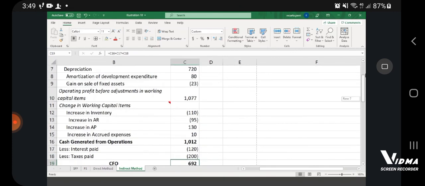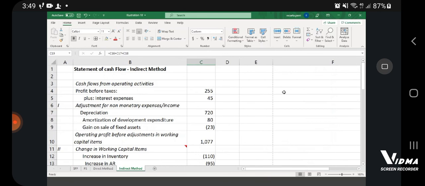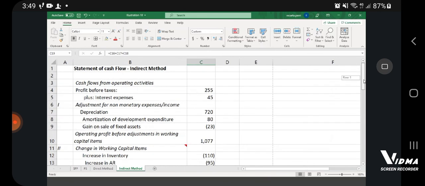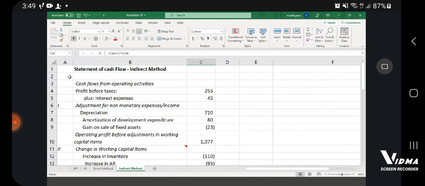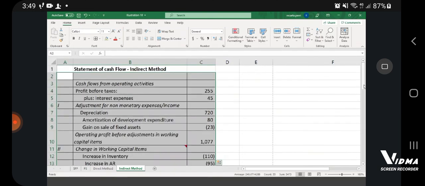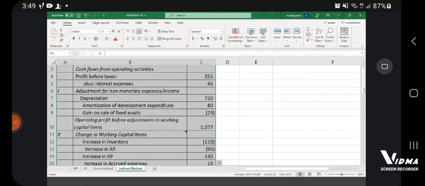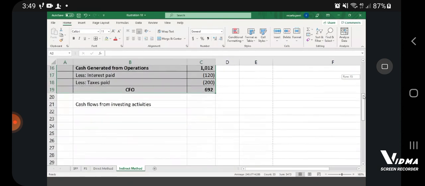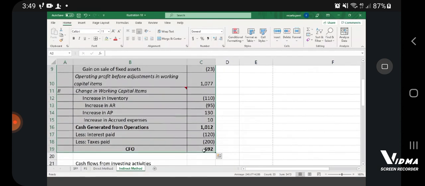Again, the two methods differ only partially between each other. They do not have everything different. They just are different regarding the way that we follow to calculate the cash flows from operations. But actually the amount of CFO is the same under both methods.